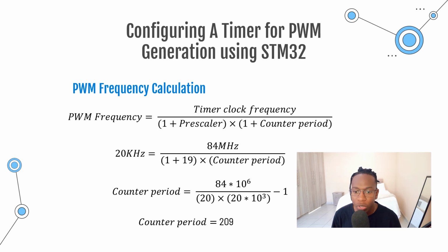Since we have one unknown in this equation, we can make the counter period the subject of the formula to see which value we would need to achieve the desired PWM frequency. After doing these calculations, we see that to get a 20 kilohertz PWM frequency for a microcontroller with a clock frequency of 84 megahertz, the counter period value that we would need is 210 minus 1, which is 209, because we start counting from 0.